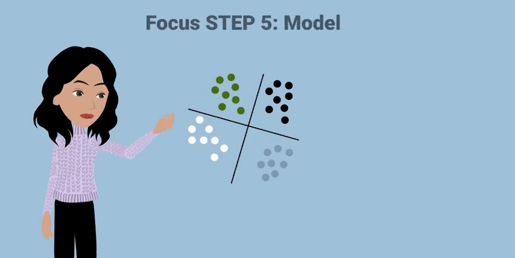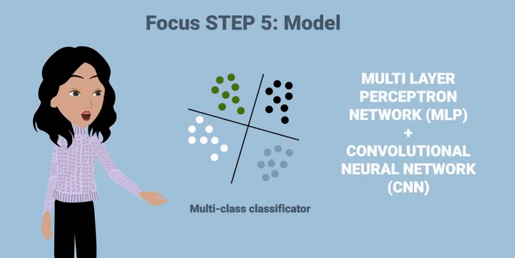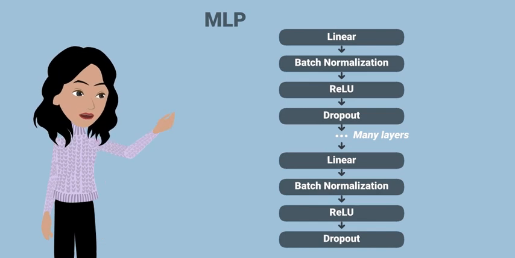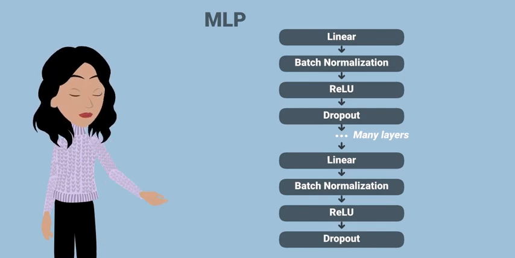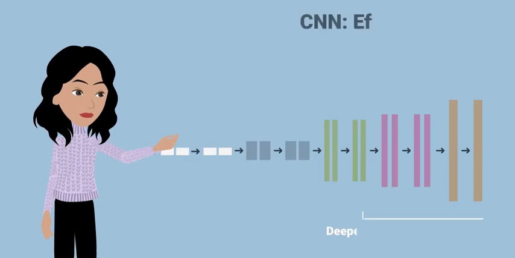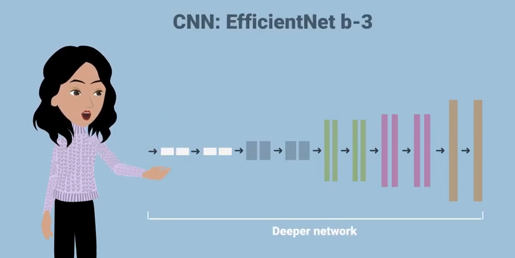The final classifier adopted by Group 3 is a multi-class classifier implemented through a combination of multi-layer perceptron and convolutional networks. MLP efficiently processes numerical data with multiple layers, incorporating linear transformations, batch normalization, ReLU activation and dropout for enhanced learning, and feature extraction. CNN had been implemented using the EfficientNet B3 architecture, a robust choice for recognition tasks.